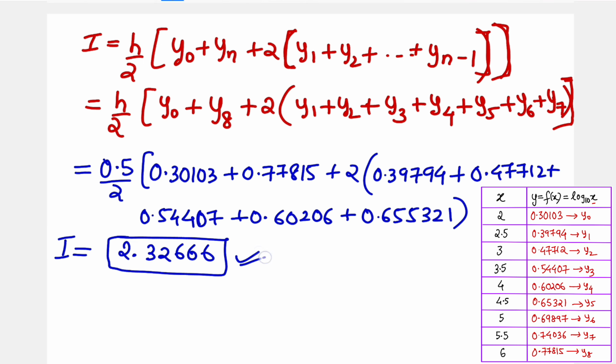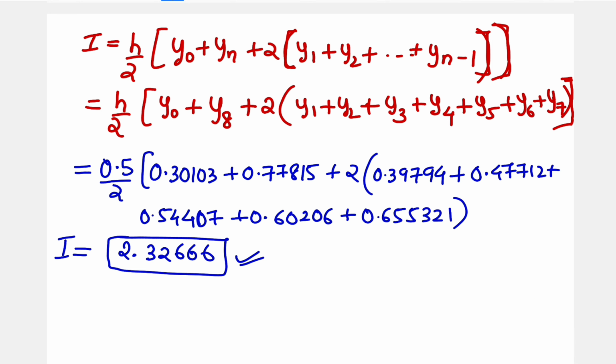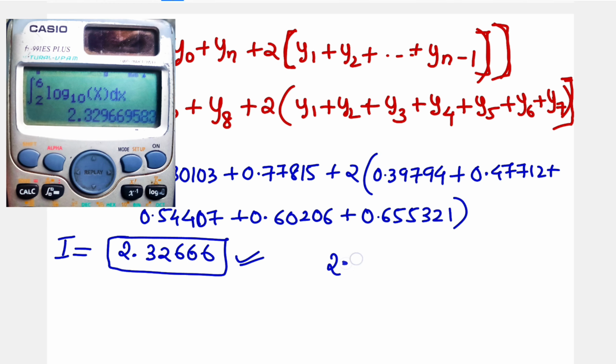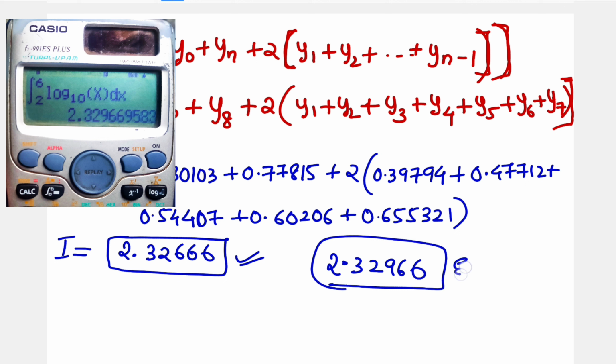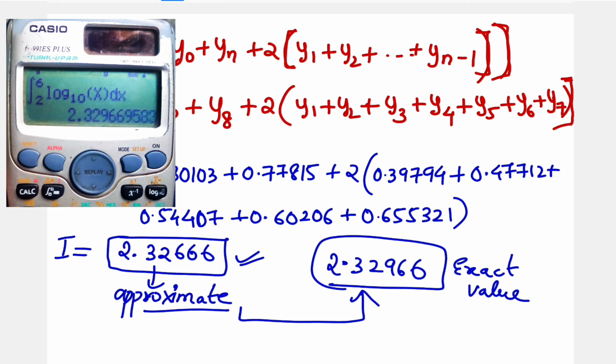So we have arrived at the answer, which is 2.322666. This is the final answer. But if you go by the exact value method and put it in the calculator, you will get 2.32966. This is the exact value, whereas the other is the approximate value using the numerical integration method. So there will be a slight difference; you can observe that there is an error between these two.